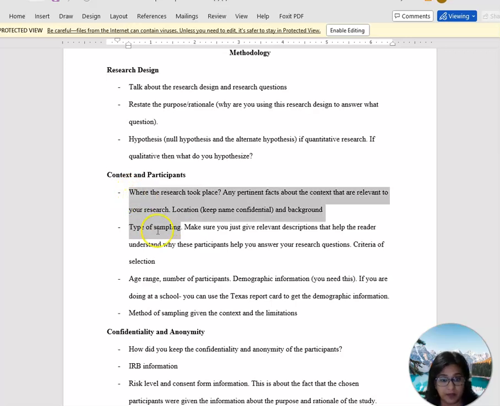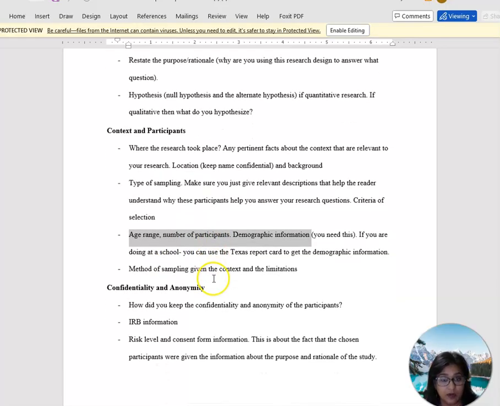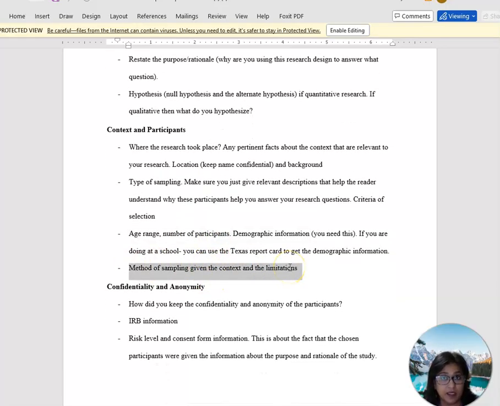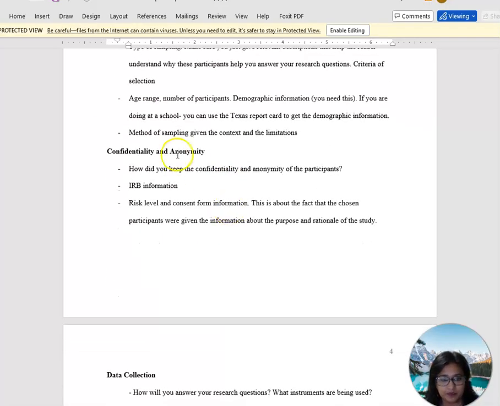What type of sampling was it? Age and the number of demographic information, if that is something that you're going to add. Method of sampling, given the context and the limitations: were you able to get the number of participants you wanted? No? Why? Because those are the areas that go under context and participants.